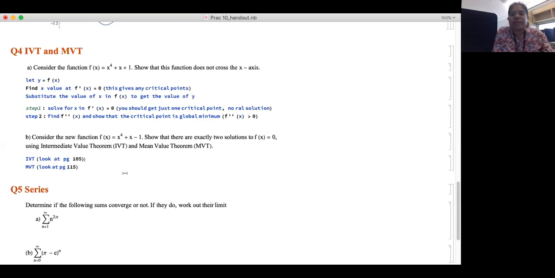F(a) is not equal to f(b). So you have an interval a and b where f(a) is not equal to f(b), and the function f is continuous in the open interval (a, b). Then there must exist a number c between a and b such that f(c) is in between f(a) and f(b). So that's the intermediate value theorem.